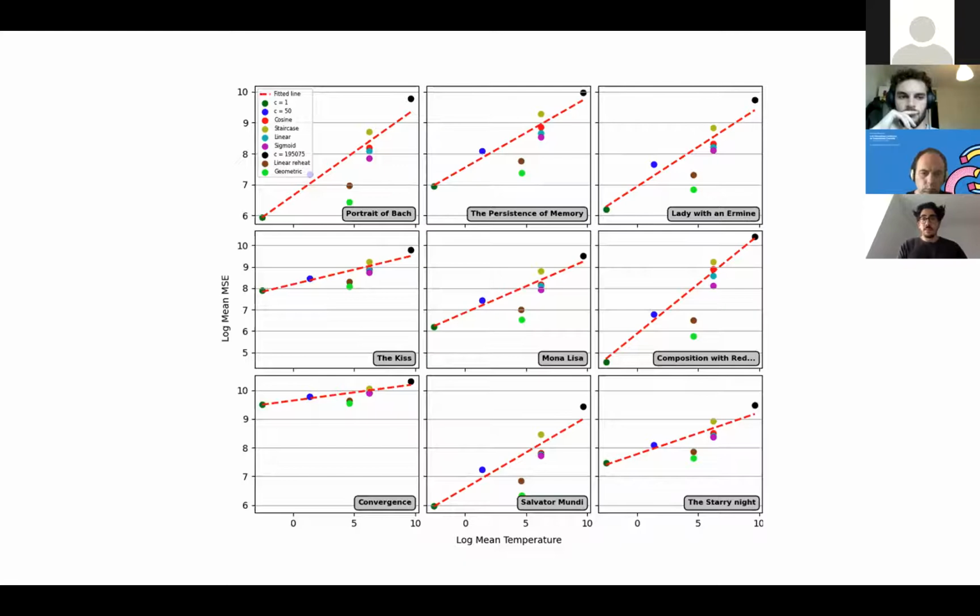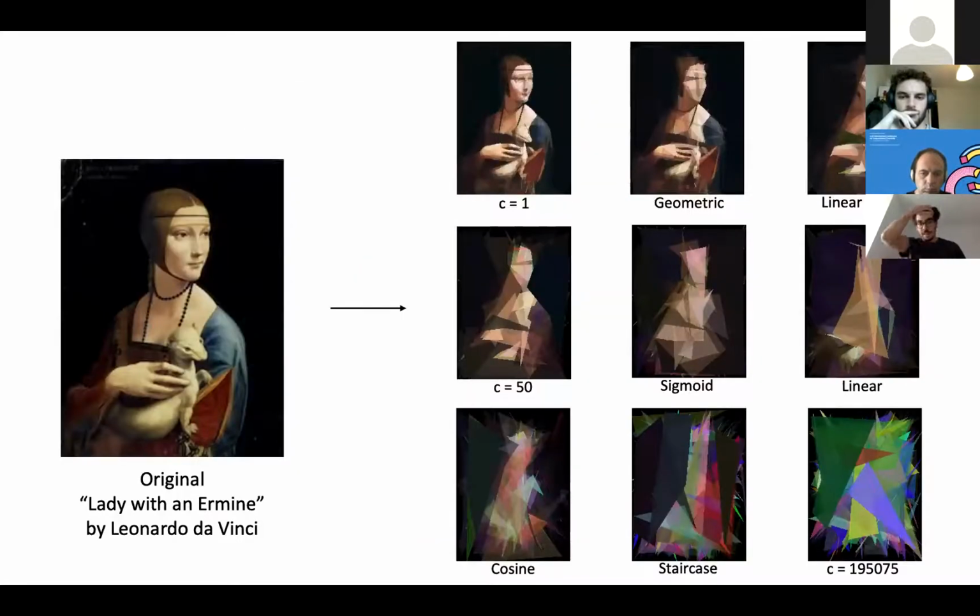But to end off with a more visually appealing result, I have some paintings here. On the left side is the original painting, Lady with an Ermine by Leonardo da Vinci. And here on the right-hand side, we see 9 approximations, which are done with our simulated annealing algorithm.